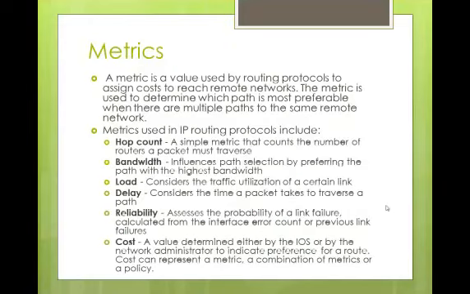Metrics are discussed in this chapter. Metrics are basically just a value used by routing protocols to assign a cost to reach a remote network. What is the cost going to take to get to that remote network? The metric is used to determine which path is most preferable when there are multiple paths to the same remote network. Some of the different metrics that can be used are hop count, that's used for RIP. It can be bandwidth, load, delay, reliability, and cost.